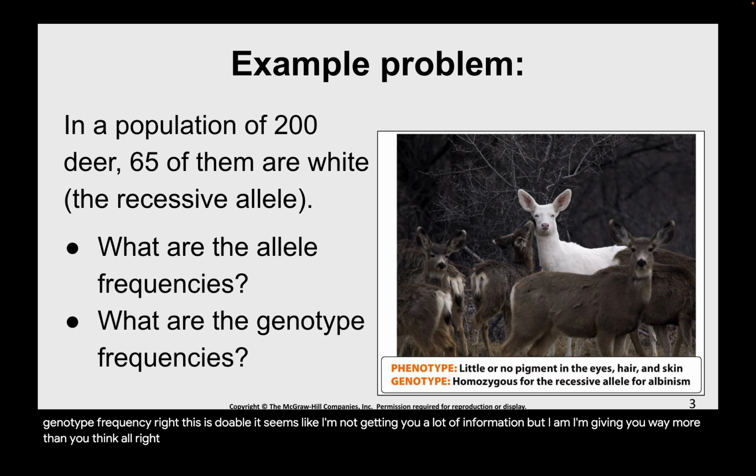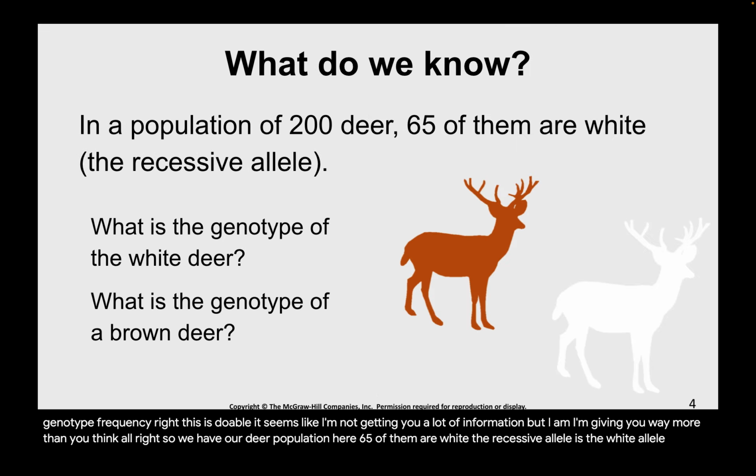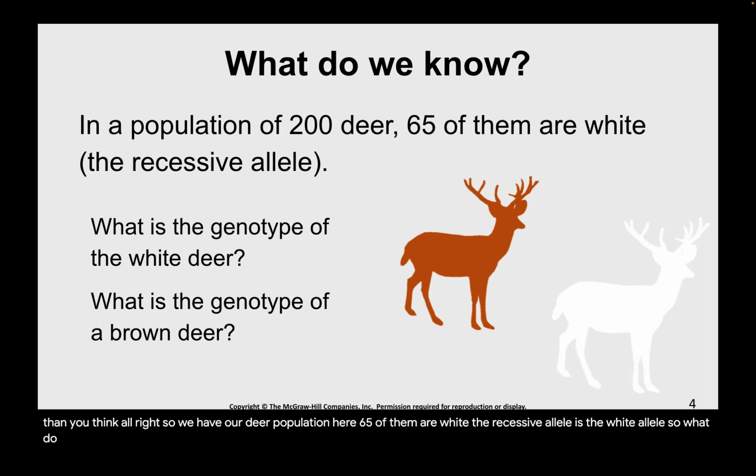All right, so we have our deer population here. 65 of them are white. The recessive allele is the white allele. So what do we know? All right. Well, if we were to look at this population, we should be able to tell what the genotype is of the white deer.